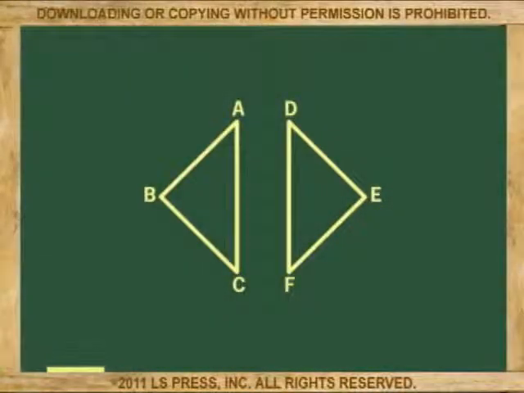For example, in triangles ABC and DEF, as shown, we would refer to it by saying, in triangles ABC and DEF, segment AC is parallel to segment DF. Notice the arrows on the parallel segments. These arrows tell us the segments are parallel.